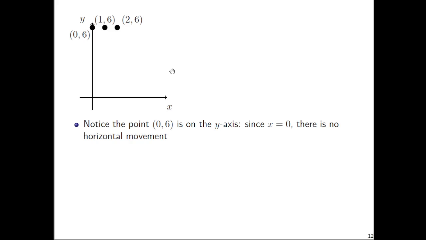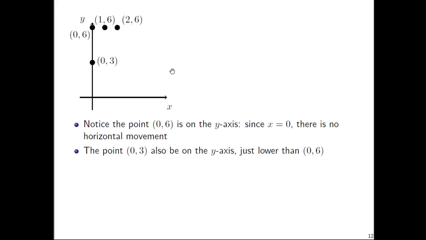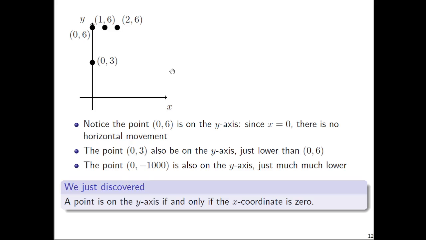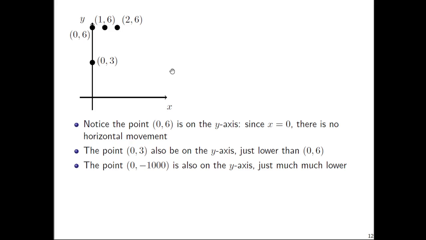Sorry for how crowded this is, but the thing to notice is that the point 0, 6 is on the y-axis. Because the x coordinate is 0, there is no horizontal movement. As another example, the point 0, 3 is also on the y-axis. It's just lower than 0, comma 6. The point 0, comma negative 1,000 is also on the y-axis, just much, much lower. The point is, if the x coordinate is 0, there's no horizontal movement, right? So that's why a point would then end up on the y-axis.